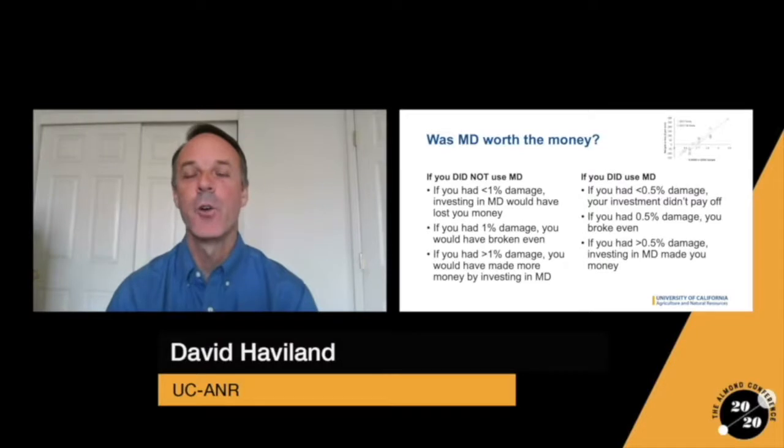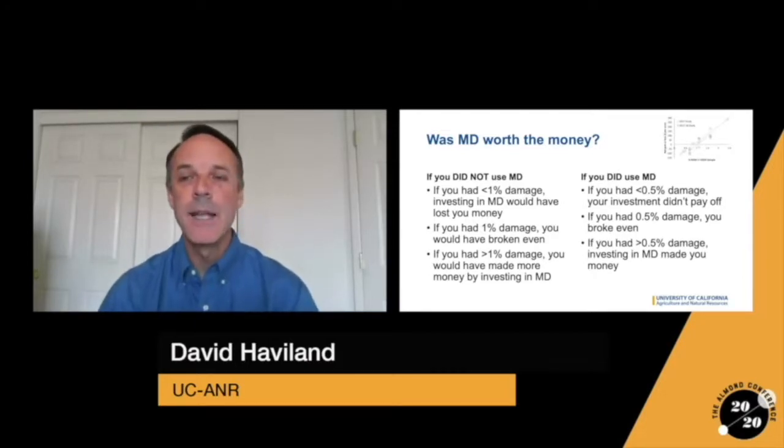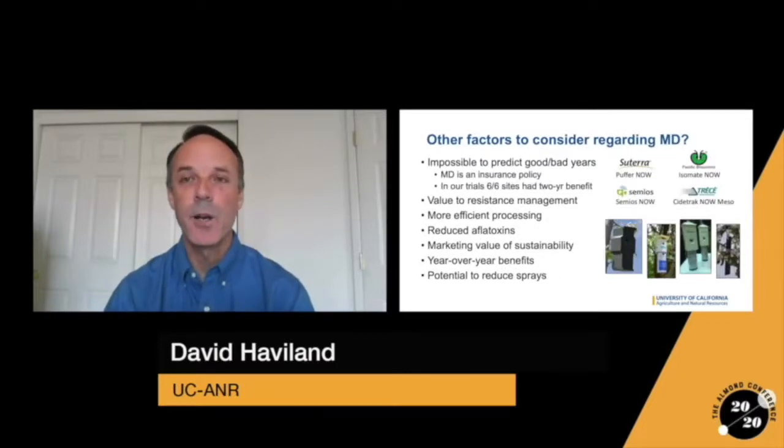Now on the right-hand side, what if you did use mating disruption? All of the data show that if your USDA grade sheet in that field was under 0.5%, what you spent on mating disruption was more than what you got out of it. If you had 0.5% damage, you broke even. And if you had more than 0.5% damage, you would have made money by investing in mating disruption. You would have had twice as much damage without it, and the differences in those made the difference in paying for it.